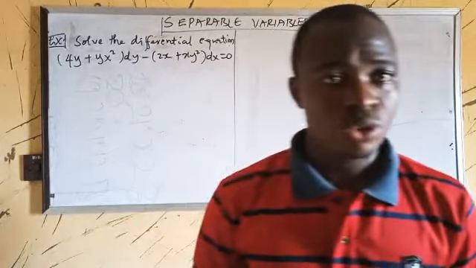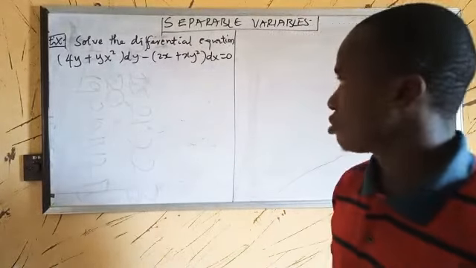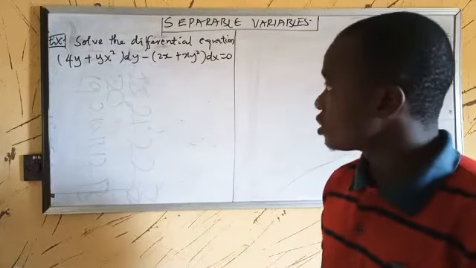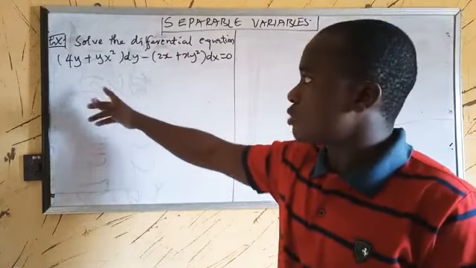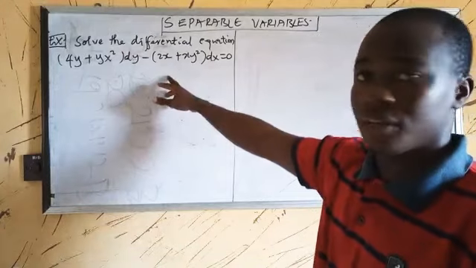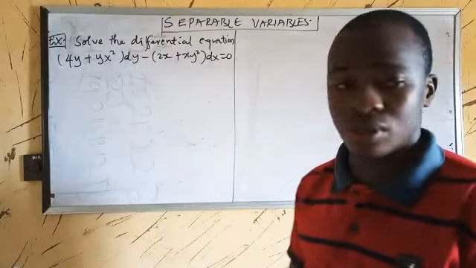So now today we are going to be looking at separable variables. So you can see they ask us to solve the differential equation (4y + y²) dy − (2x + x²y²) dx = 0.